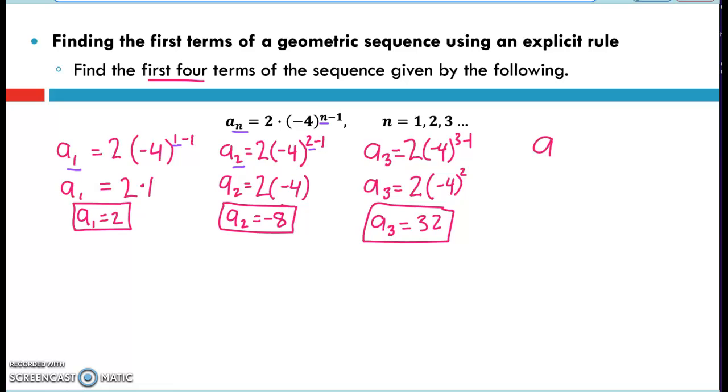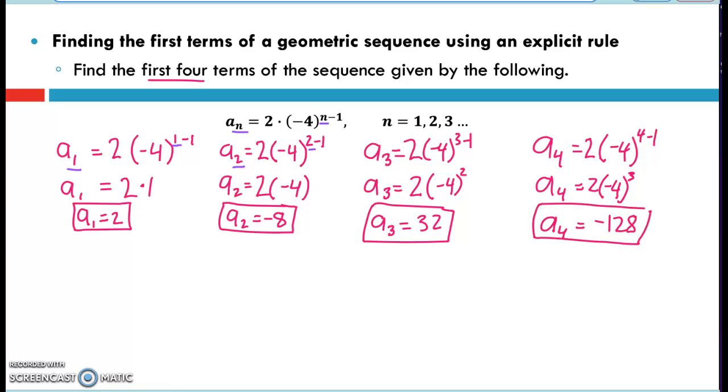Okay, our fourth term, a sub 4, is equal to 2 times negative 4 to the n, which now is 4 minus 1. So we get our fourth term equals 2 times negative 4 cubed. That's going to give me a negative number. A sub 4 is going to be negative 128.